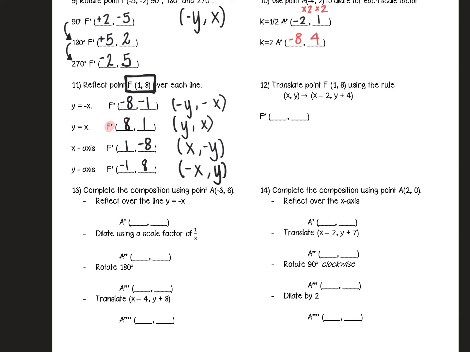For a translation, you literally just read what it says and do the math. So if our point is (1, 8), the rule says x minus 2. So I take the x-coordinate, I subtract 2, and then y plus 4, I take the y-coordinate and I add 4. So my new point is really going to be 1 minus 2, which is -1, and 8 plus 4, which is 12.